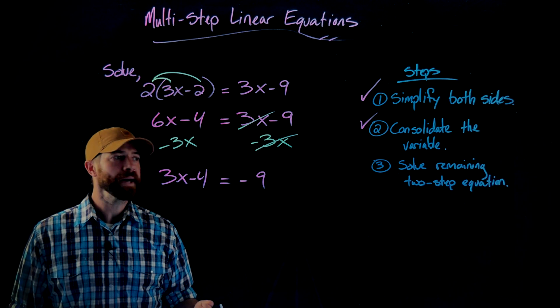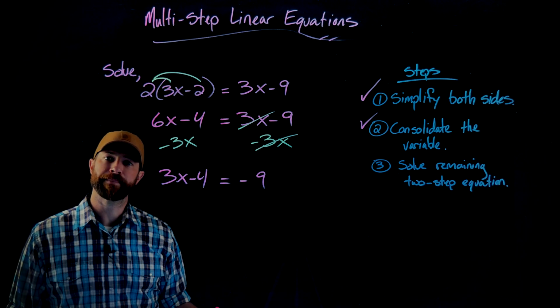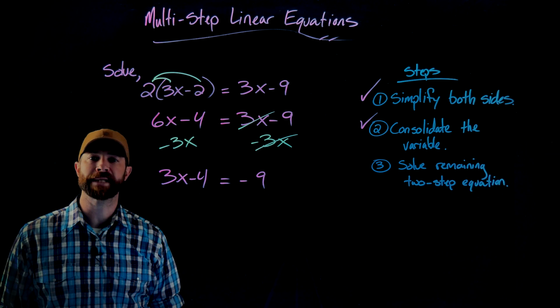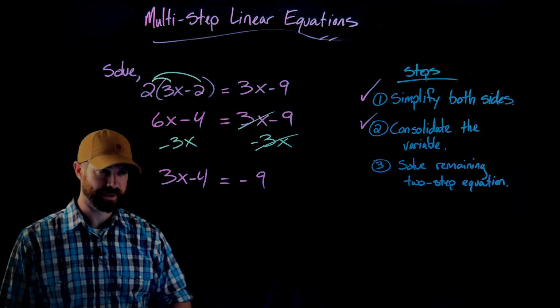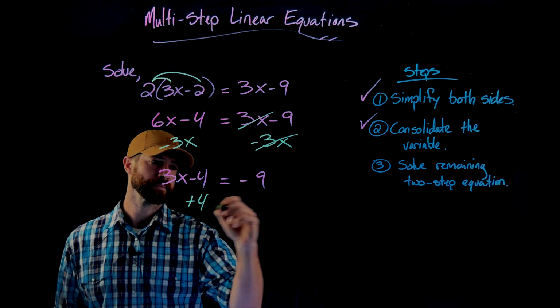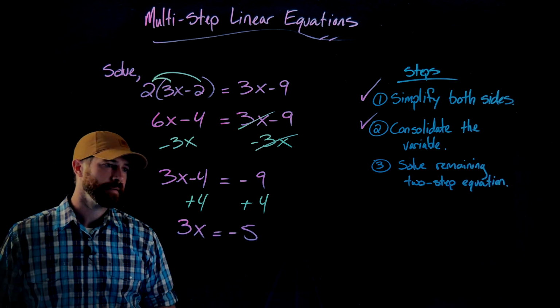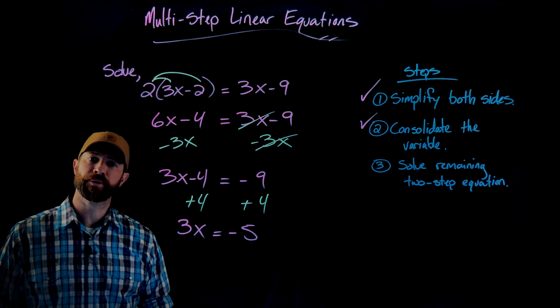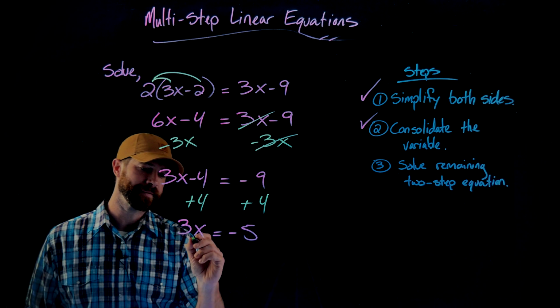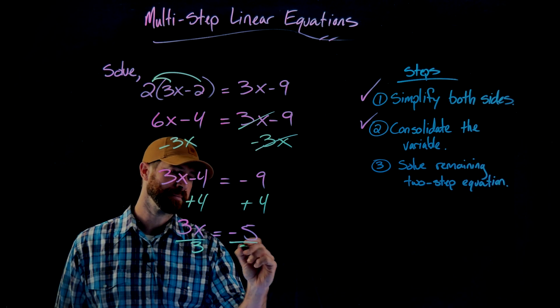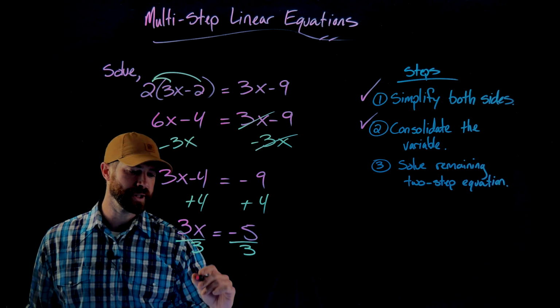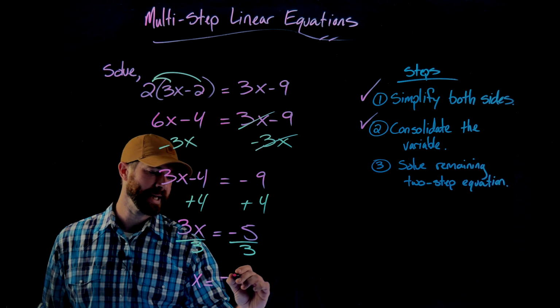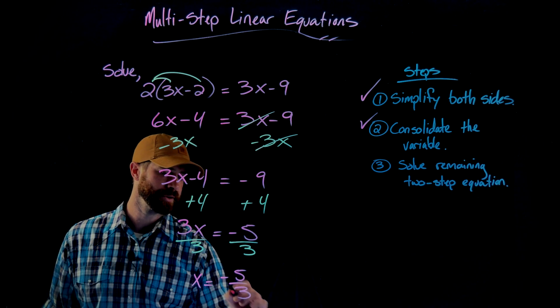What we're going to do now is solve the remaining two-step equation. In this case, what I'm going to do is add 4 to both sides first. Finally, I'm going to divide by 3 to get x by itself, giving me a solution of x equals negative 5/3.